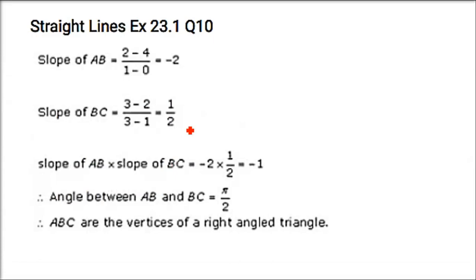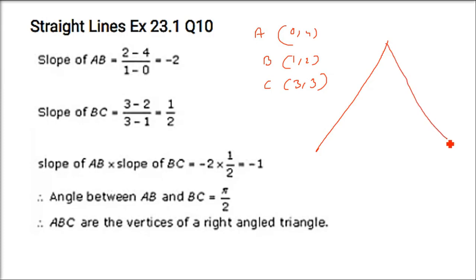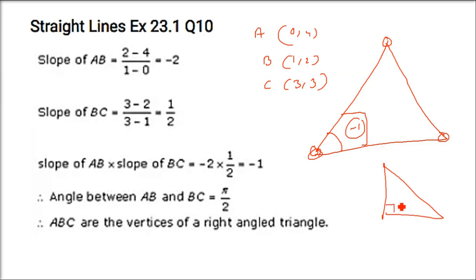Without using Pythagoras theorem, show that the points 0, 4, 1, 2 and 3, 3 are the vertices of a right angled triangle. So these are the 3 vertices of a triangle, but we have to show that this is a right angled triangle. So let me make a triangle. I'm not aware whether it is a right angled triangle or not. So try to find out the slope of two lines and multiply them. If it gets -1, that means these two lines are intersecting perpendicularly. So this triangle would be like this, 90 degrees.